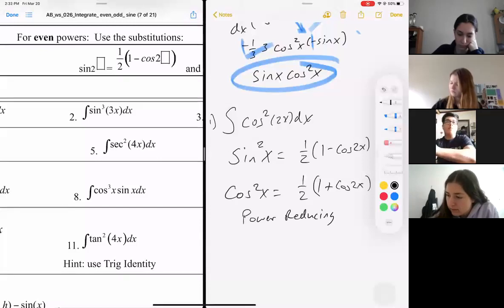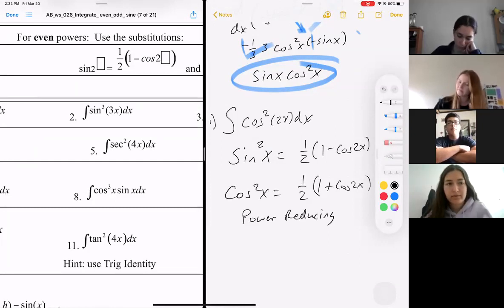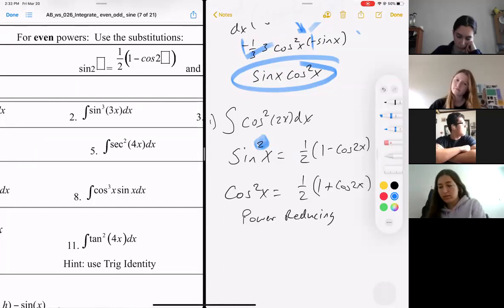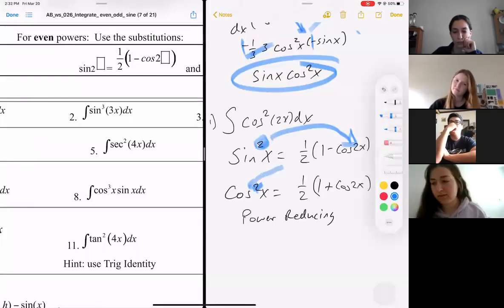Do you guys remember power reducing from last year in pre-calc? It was one of our trig identities we think to prove. The way power reducing works is you take the exponent, you say, I don't want to write this as exponent. I can write this as a cosine, which is not an exponent anymore. Hey, 2 is an exponent. I don't want exponent. We write it as a not exponent.